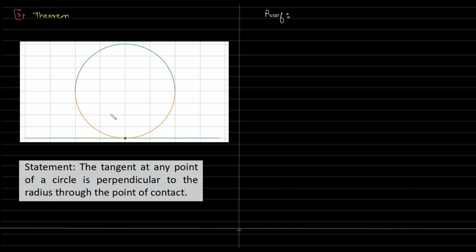Theorem. The statement of this particular theorem is that the tangent at a point of a circle is perpendicular to the radius through the point of contact.